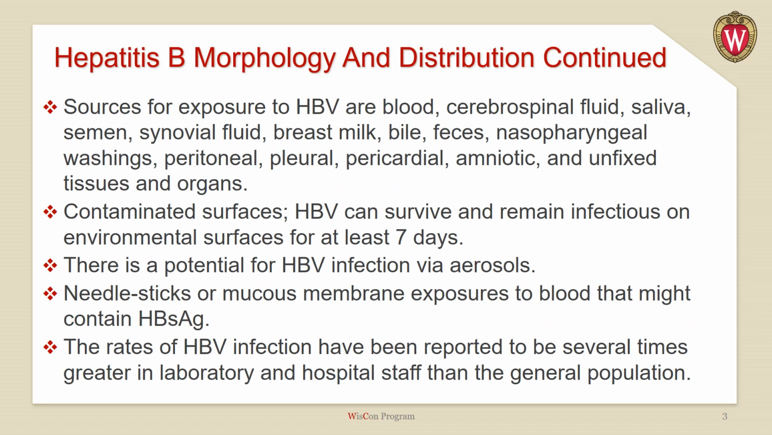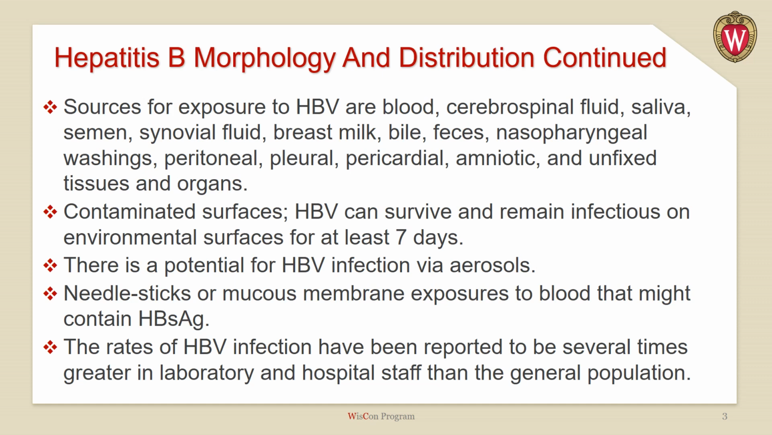Hepatitis B morphology and distribution continued. Sources for exposure to HBV are blood, cerebrospinal fluid, saliva, semen, synovial fluid, breast milk, bile, feces, nasopharyngeal washings, peritoneal, pleural, pericardial, amniotic, and unfixed tissues and organs. Contaminated surfaces: HBV can survive and remain infectious on environmental surfaces for at least 7 days. There is a potential for HBV infection via aerosols, needle sticks, or mucous membrane exposures to blood that might contain HBsAg.